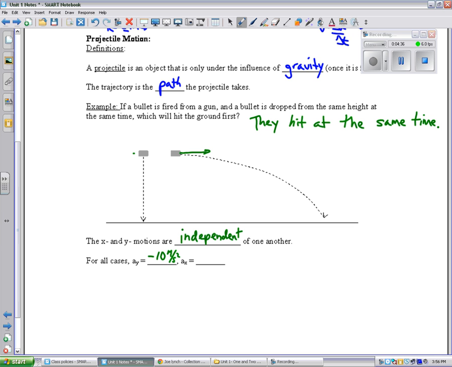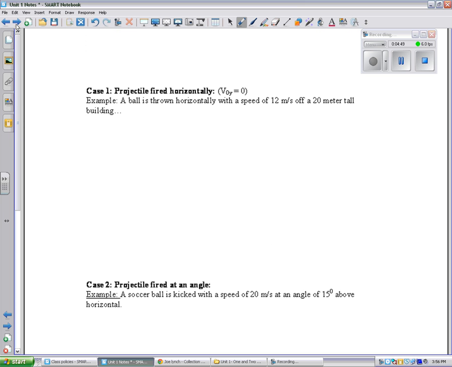And once it's fired, there's nothing pushing it forward, there's nothing holding it back, as long as we ignore air friction, which would hold it back a little bit. In the x direction, the acceleration is going to be 0. Now, there are two types of problems we can do with this.